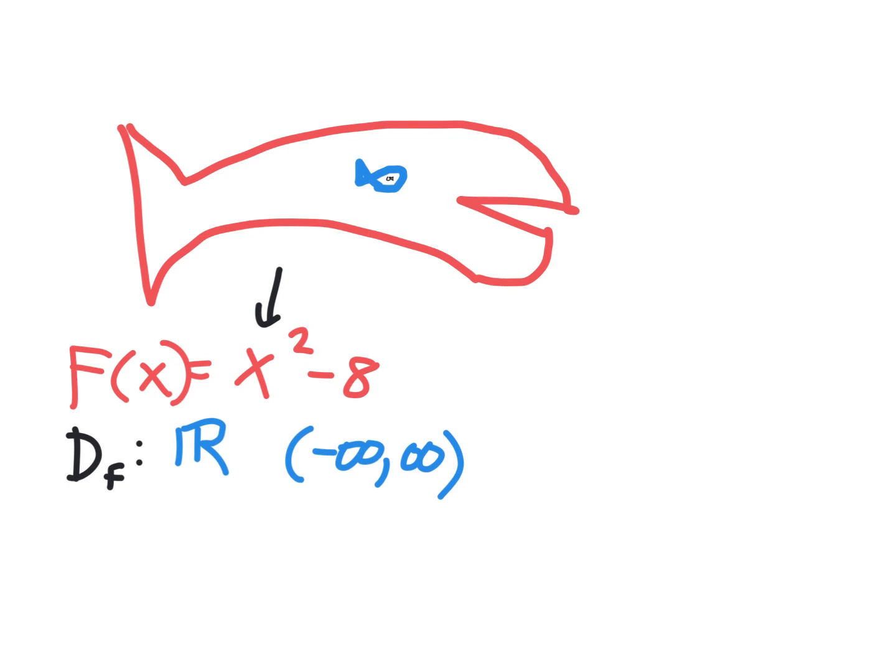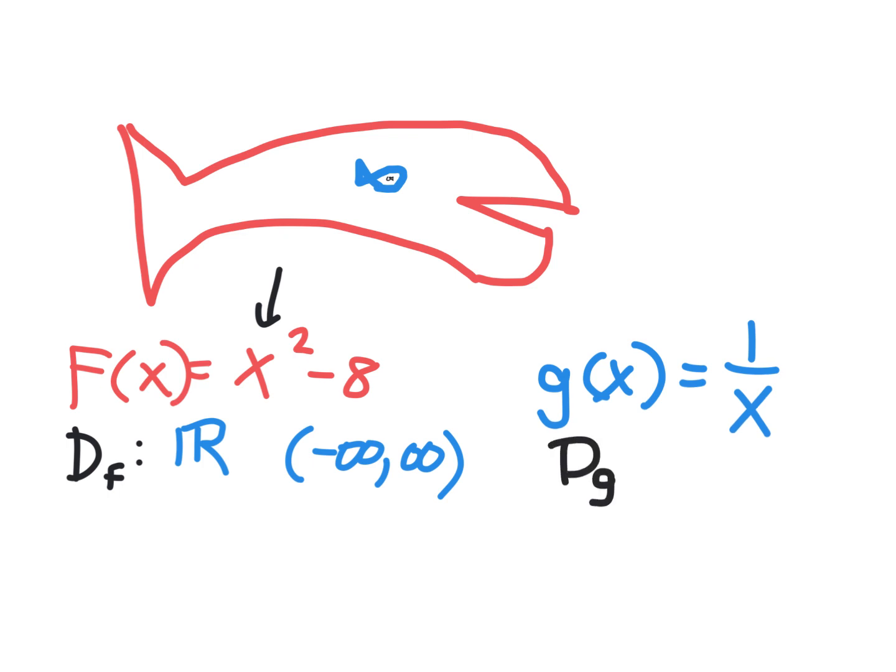Okay, now I said that this function was going to eat a smaller function. And that smaller function is this blue function, and we're going to call it g of x. And it's going to be 1 over x. Now let's talk about its domain. The domain of the g function. I'm calling it d sub g. This is just notation. You don't have to say it that way, but it's a shortcut way to say domain of the g function.